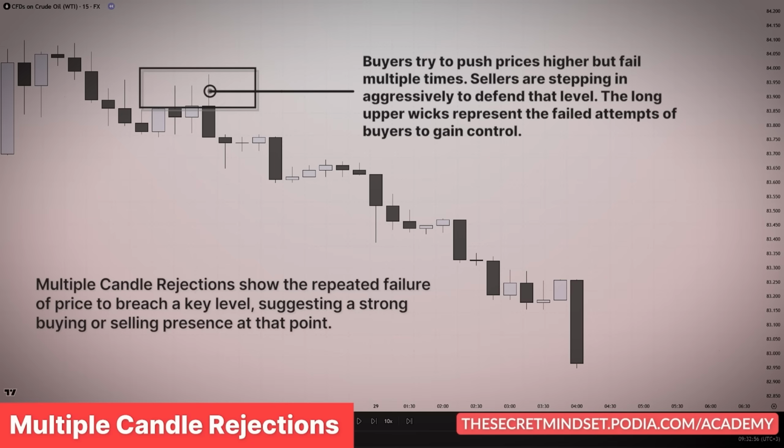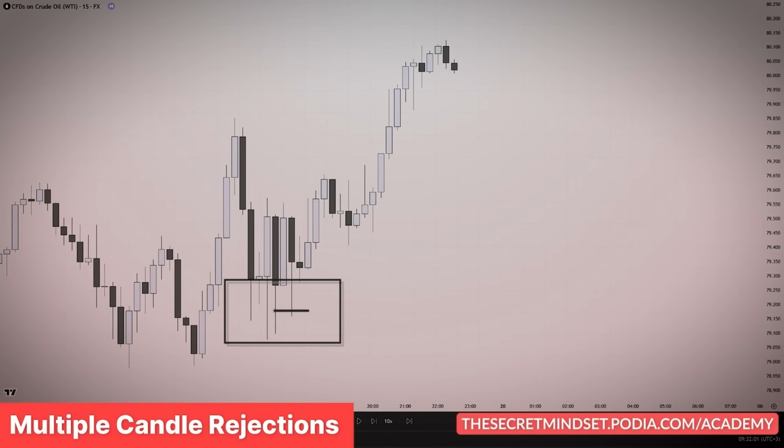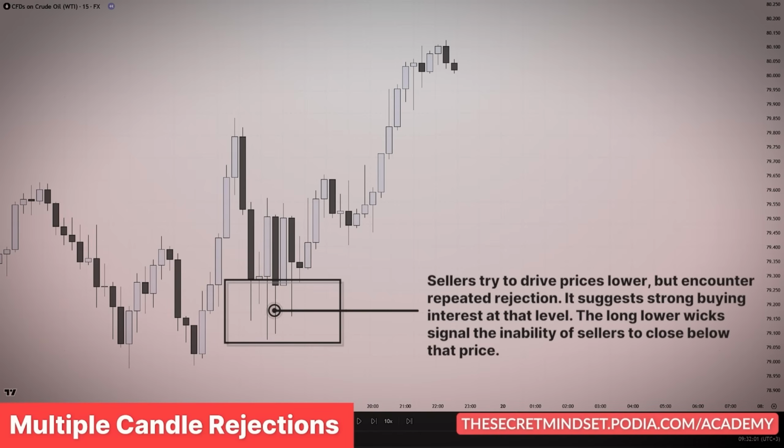The long upper wicks represent the failed attempts of buyers to gain control. Similarly, when sellers try to drive prices lower but encounter repeated rejection, it suggests strong buying interest at that level. The long lower wicks signal the inability of sellers to close below that price. These wicks form a buying pressure zone.